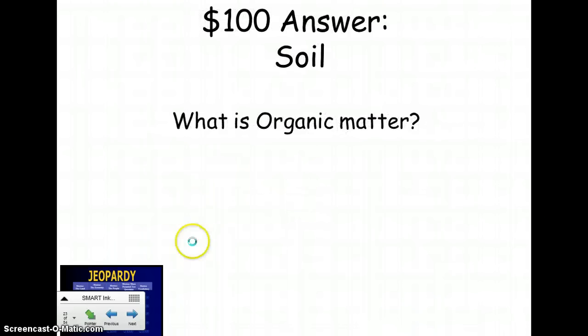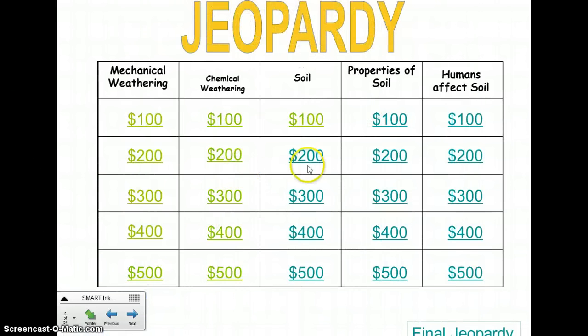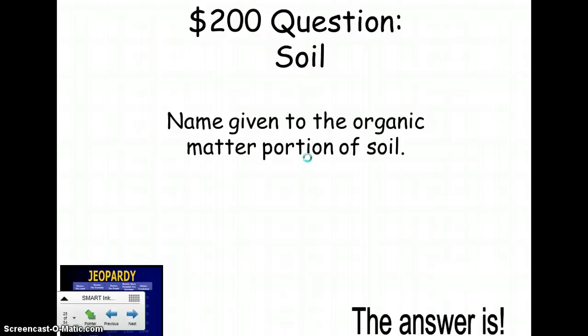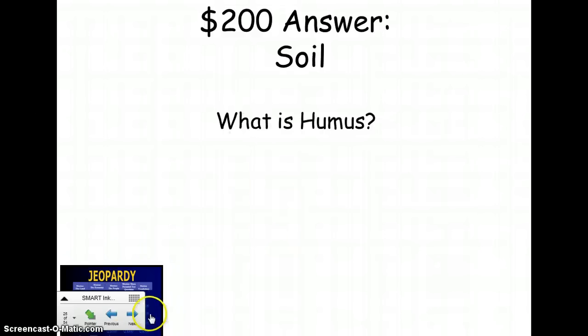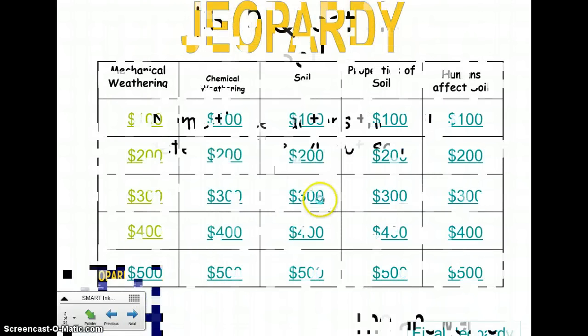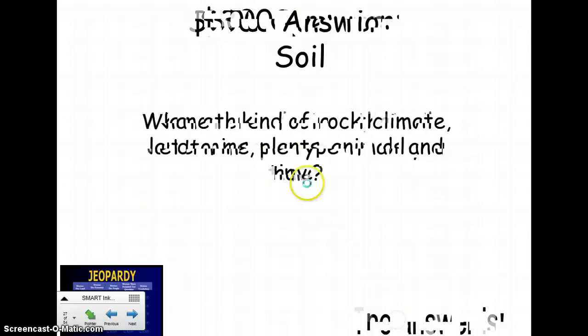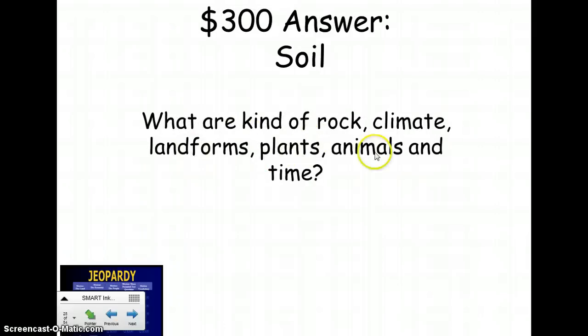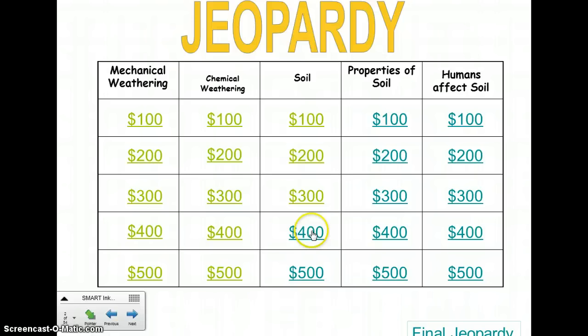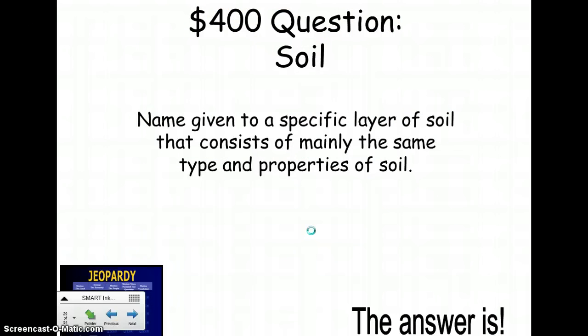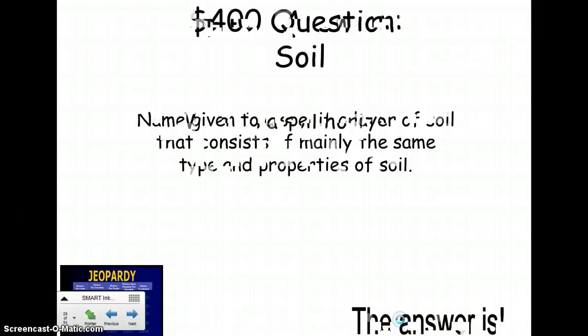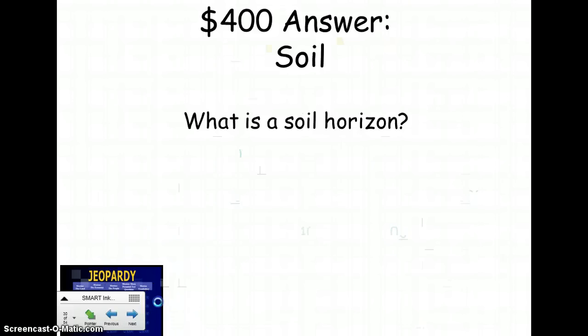Now soil, what's the missing component? If you said organic matter, you'd be right. Name given to the organic matter portion of the soil. If you said humus, you would be right. Name 3 factors that will determine the type of soil that you have. If you said the type of rock, the climate, the landform, plants, animals, time, all 6 of those are actually factors. For 400, name given to a specific layer of soil that has the same type and properties. It's called a soil horizon.